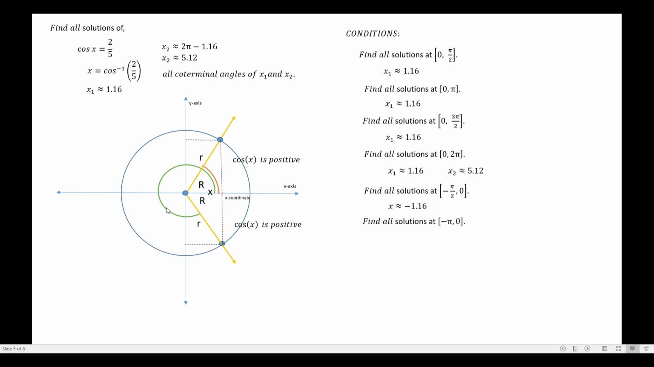If we extend until negative pi, so that should be negative pi to 0, then there's only one terminal side again, so that should be negative 1.16 approximately as well. If we extend until negative 3 pi over 2, it's the same way, that is still negative 1.16 approximately. And if we extend one full revolution with clockwise rotation, then you will consider the two values.